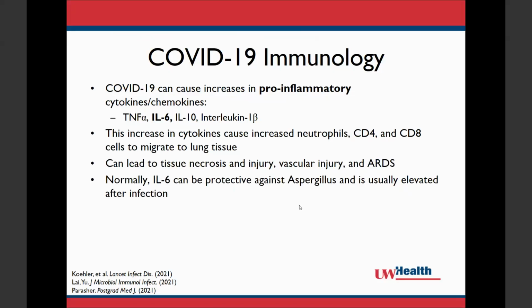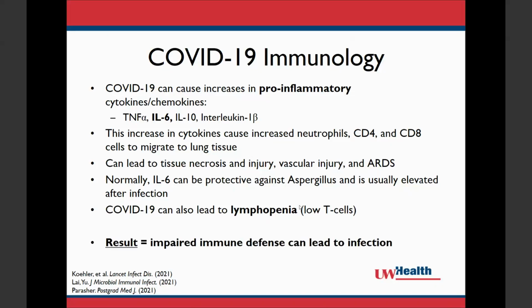So this response over time can lead to tissue necrosis and injury and acute respiratory distress syndrome, or ARDS. And then just as a reminder, normally IL-6 can be protective against Aspergillus and is usually elevated after infection to help with the transcription factor STAT3 to help with the immune response. And COVID-19 lastly can also cause lymphopenia over time, and so low T cells. So thinking back to that table too, which we'll revisit, low T cells is not always great for fighting off infection. And so the result of all of these things is that this impaired or altered immune defense can lead to a higher risk of infection.